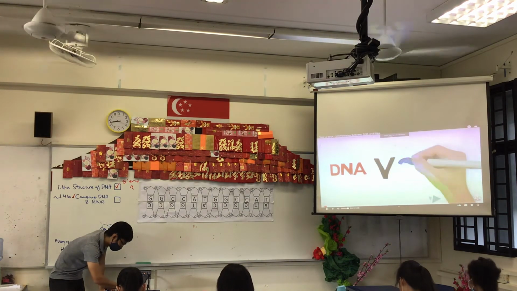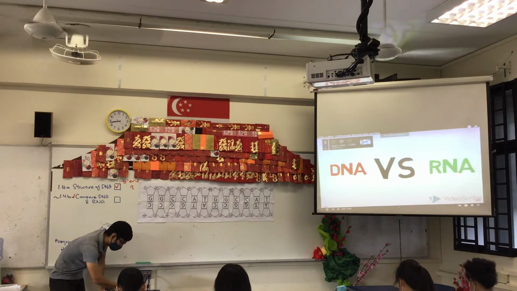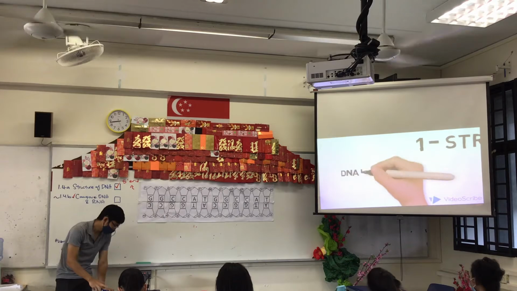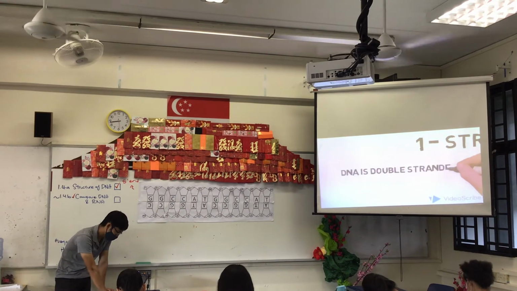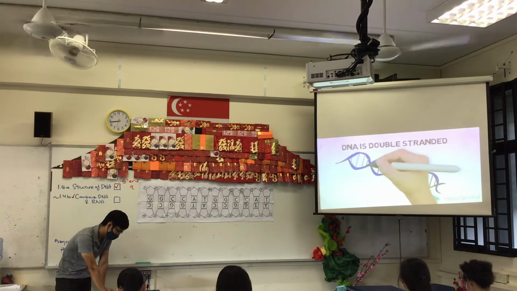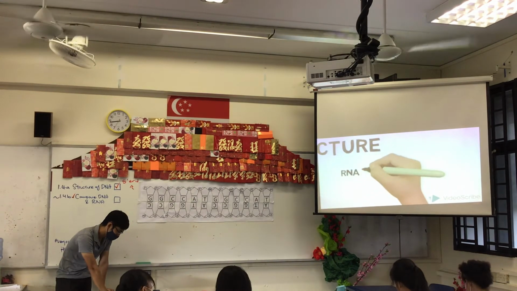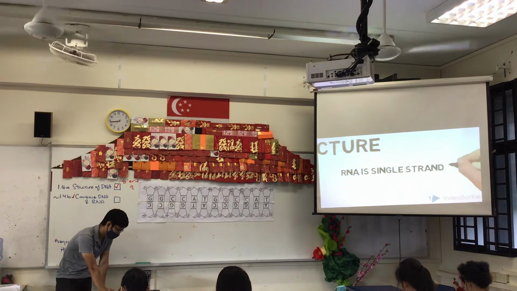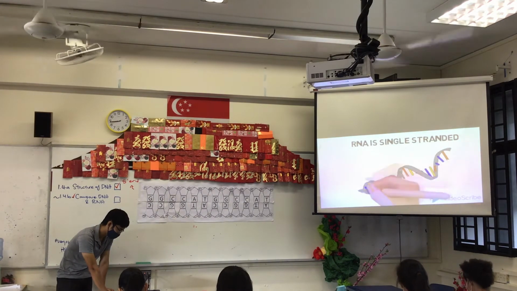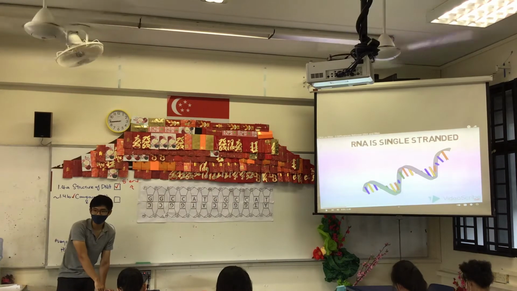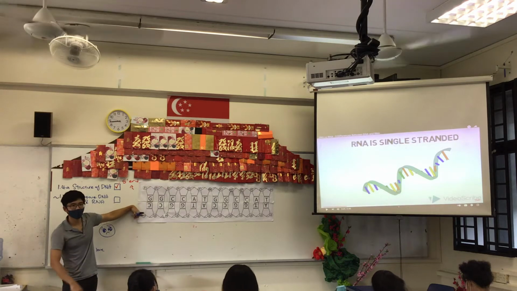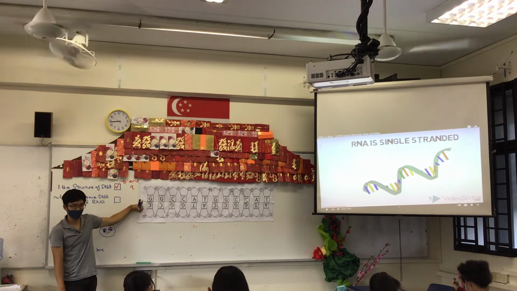Let's talk about the differences between DNA and RNA. So DNA is usually double-stranded. It has two separate strands that are connected, which look like this. While RNA is single-stranded most of the time, which looks like this. Okay, point number one. DNA is often double-stranded. That's what you see on the whiteboard. RNA, I usually find them as single strands.